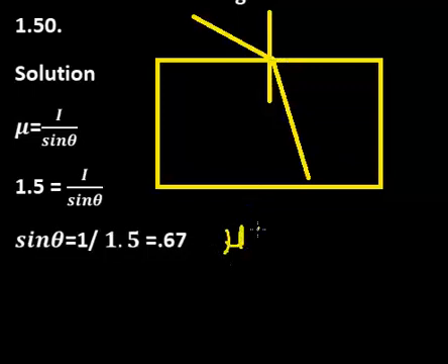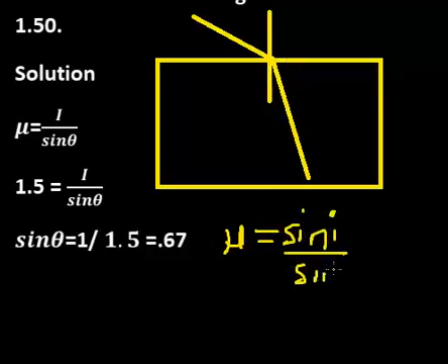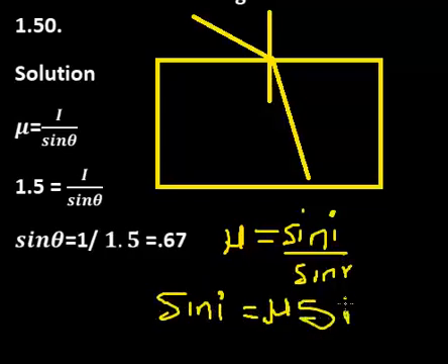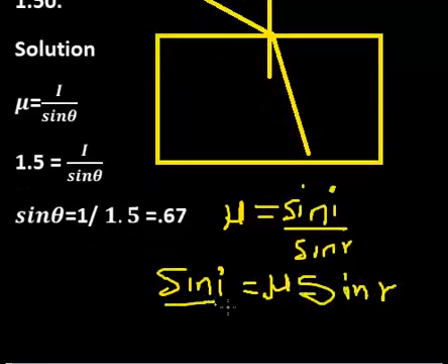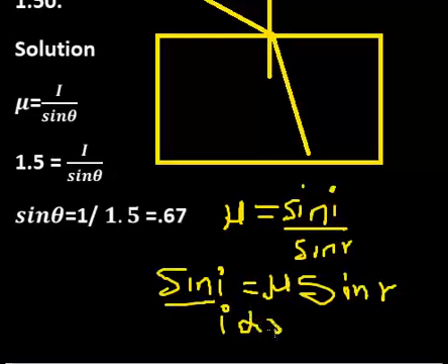Now from the formula of refractive index, which is sin I over sin R, if I cross multiply, I can say that sin of incidence is equal to refractive index multiplied by sine of refraction. From this relationship, we can say that incidence is directly proportional to refraction. That simply means that when the incidence increases, the refraction increases.